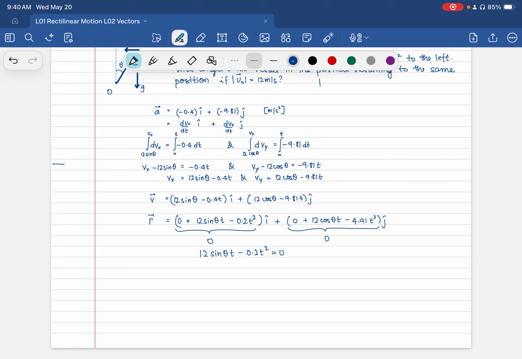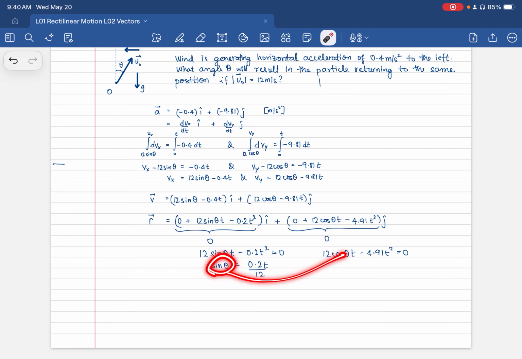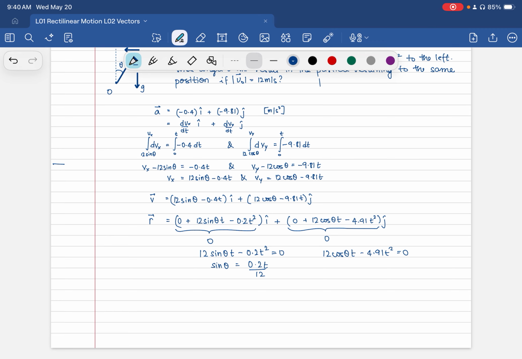from which you can then rearrange the terms to obtain sine theta is equal to 0.2 t over 12. From the right hand side, when you get 12 cos theta t minus 4.91 t squared is equal to 0, how can you apply sine theta over here? You have cos theta, right? I would like to use sine squared theta plus cos squared theta is equal to 1, which means I can then write that cos theta is equal to 4.91 t over 12.